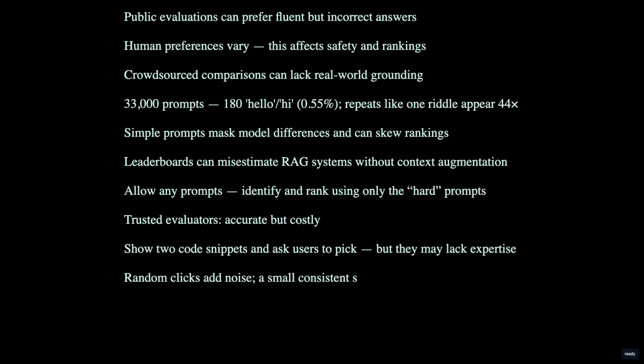Many users may not read both options and click randomly, which injects substantial noise into preference data. However, when a small fraction of users vote consistently for the superior model, their signal can be strong enough to overcome the noise and reveal which model is better.